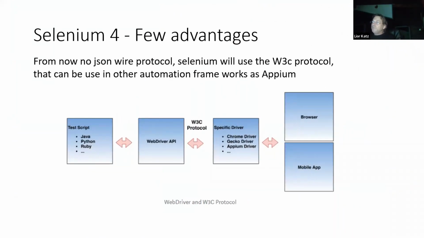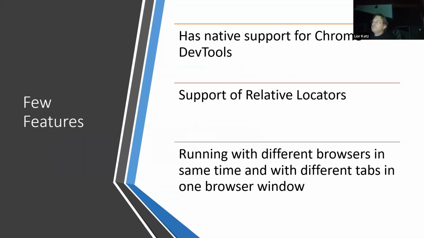Currently, in Selenium 4, there is a huge change: Selenium 4 is supporting the WebDriver API, and we don't need to upgrade the WebDriver whenever the Chrome browser is moving forward. We can use the same WebDriver all the time, so this is a huge advantage. The new version of Selenium has native support for DevTools, for F12.